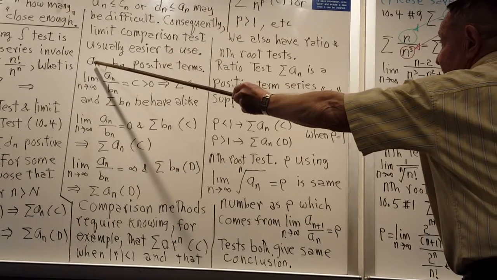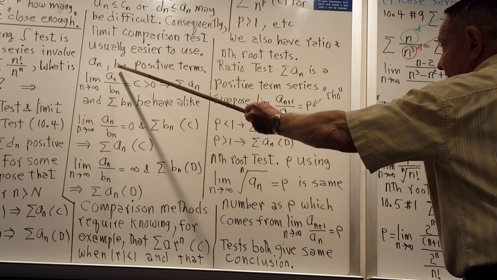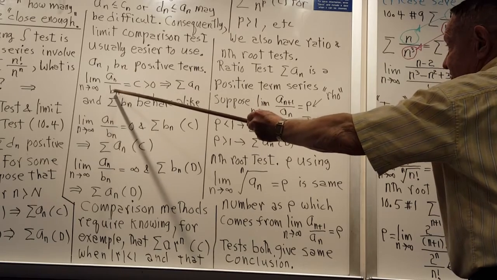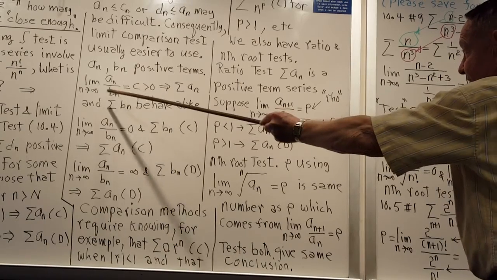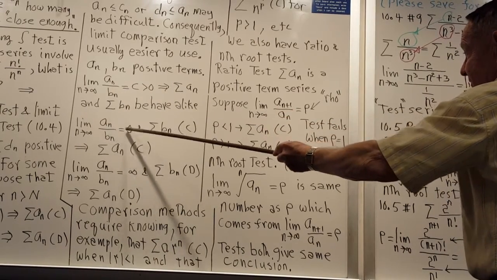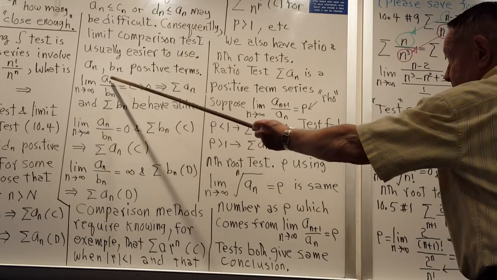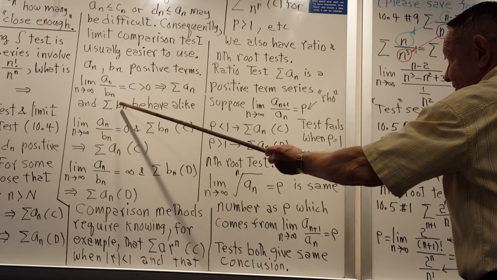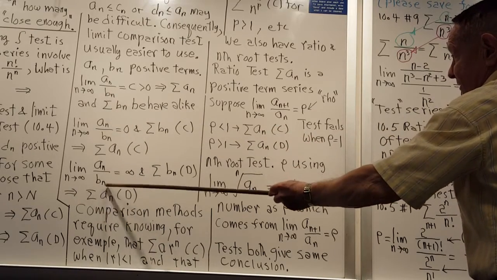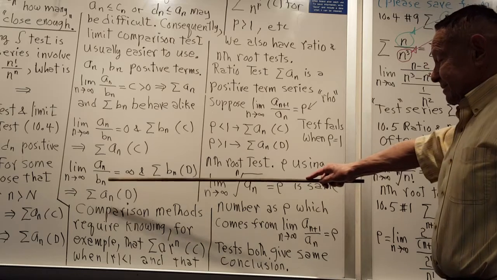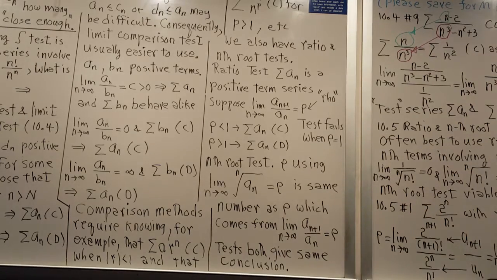So the limit comparison test, remember that's here. You want to compare the a's with the b's, and the b's in the denominator, that's the series where you know what it does. So if your limit is a positive constant, they behave alike. If this limit is 0 and this one converges, then that one converges. And if this denominator series has a limit that's infinite, then the numerator series diverges.